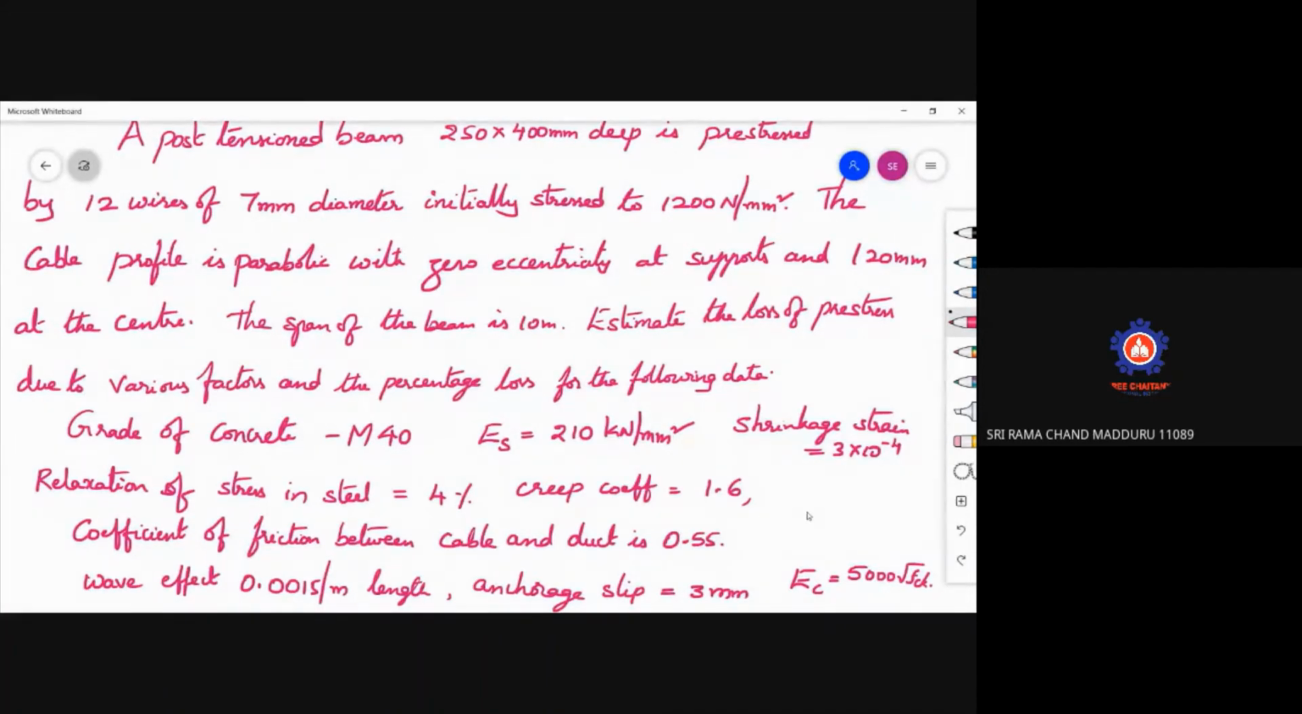So these are the factors that will affect the pre-stress that is applied, and we need to calculate the loss of pre-stress due to these factors. And you can observe here a parabolic cable is given. With this parabolic cable, you can observe 0 eccentricity at the supports and 120 mm at the center.